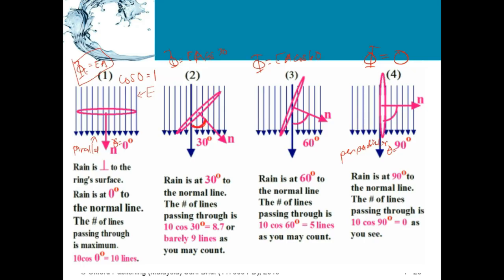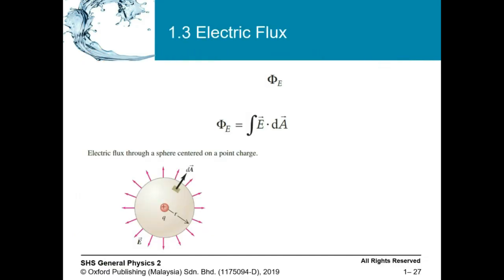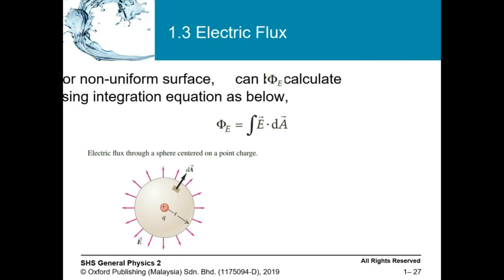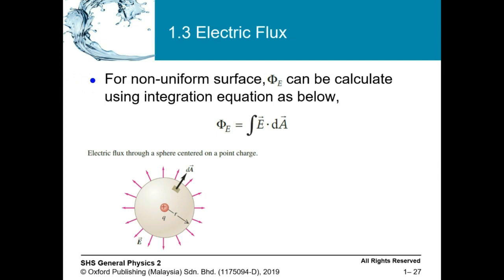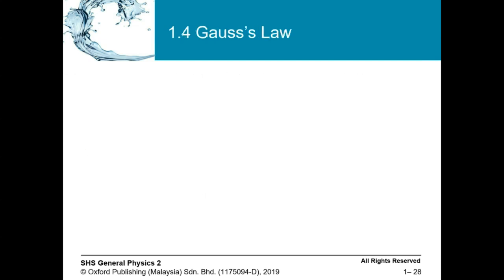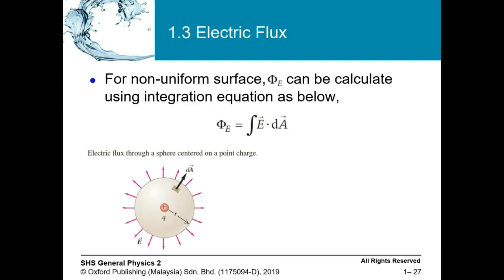Okay. Now, we were talking about the electric flux in uniform surface. Ano meaning sa uniform surface, ma'am? Katong ganina nga atong gi-example. So, uniform surface is that we just have a flat surface. Uniform surface meaning we have a flat surface.